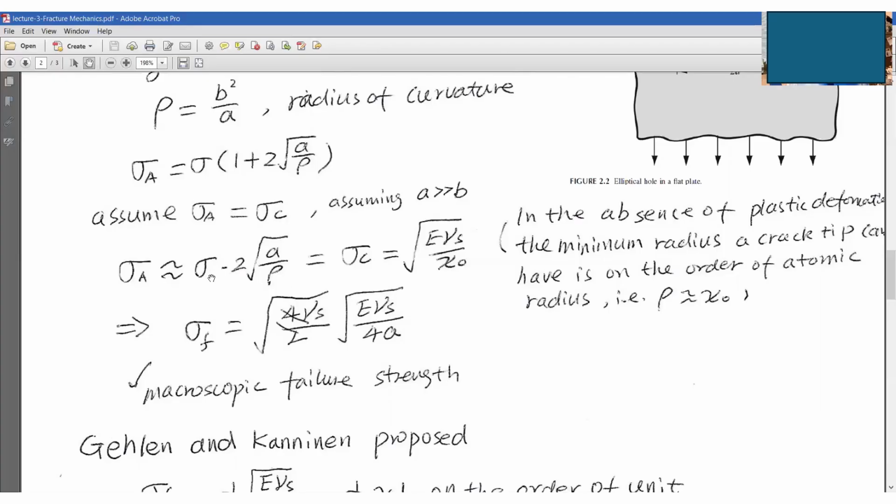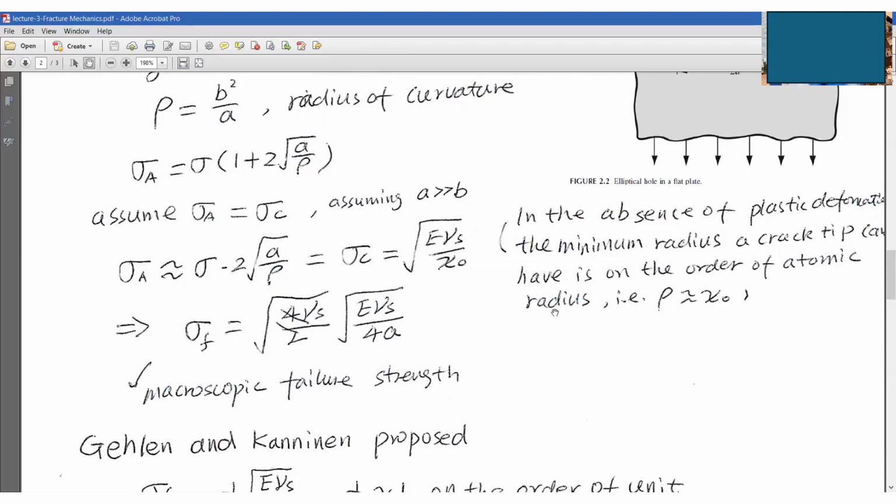And this is sigma F, which is called the microscopic failure strength. Sigma F multiplied by this equals this. So we can just rearrange this equation, and we can get sigma F equals the square root of E gamma S over A rho.